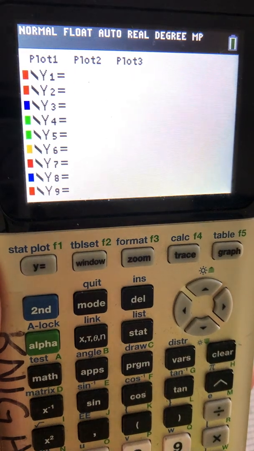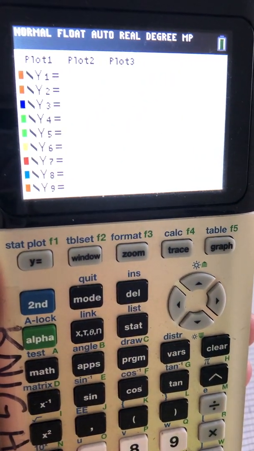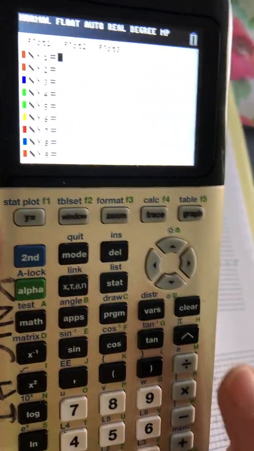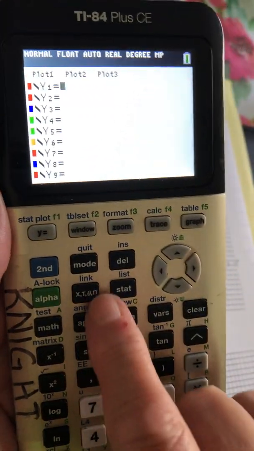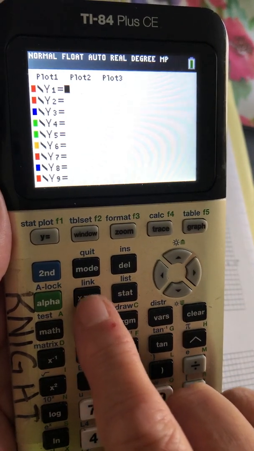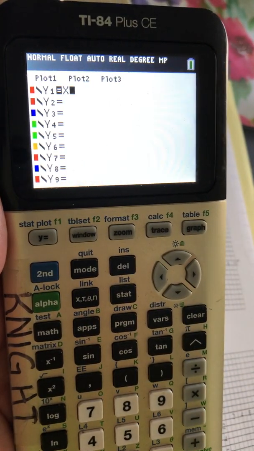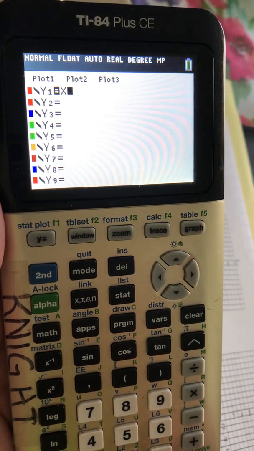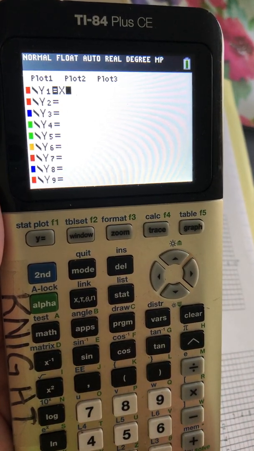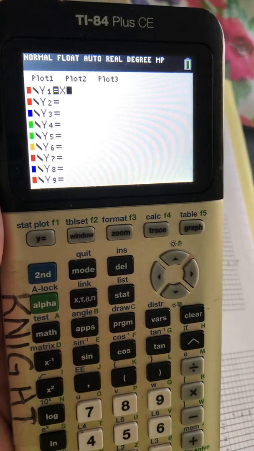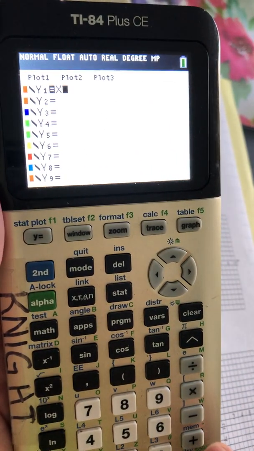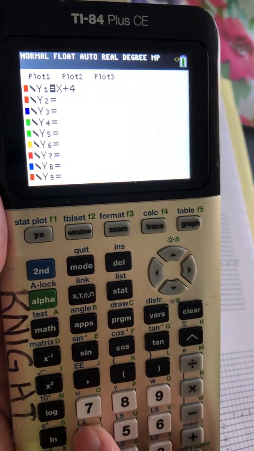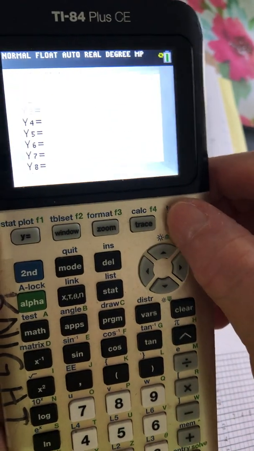Now, because we're going to graph lines, we are going to go back to that y equals key. Okay? I'm looking at the practice page. So we're going to do y equals, and the x is right next to your alpha key. The reason they do that is because we use x a whole lot. I could do alpha x or alpha something else, but why when I've got an x key? Okay, so x plus 4, and then I hit graph.